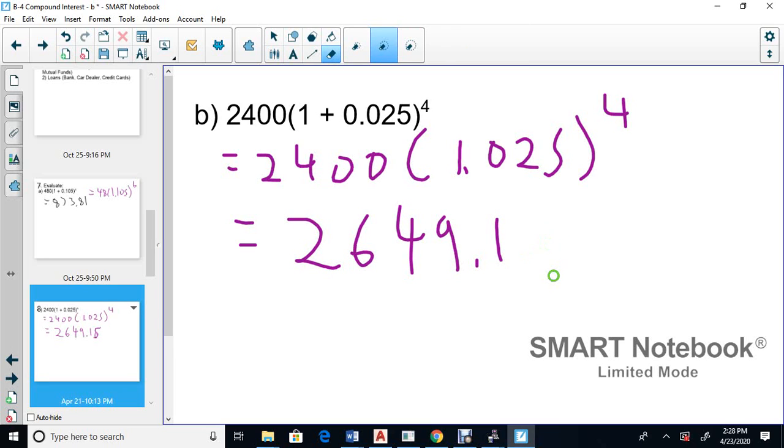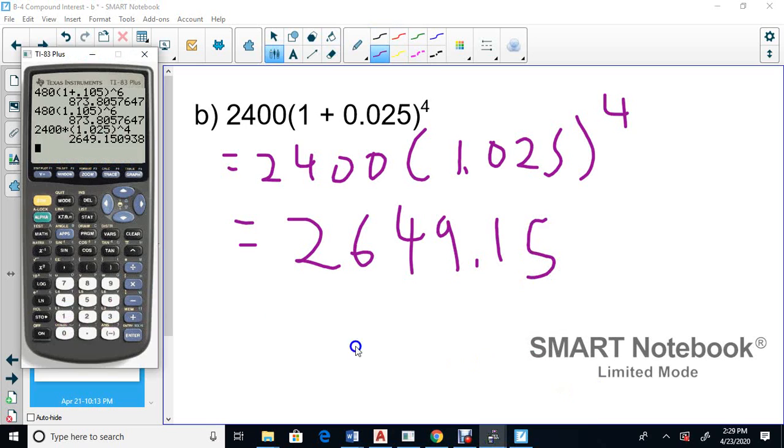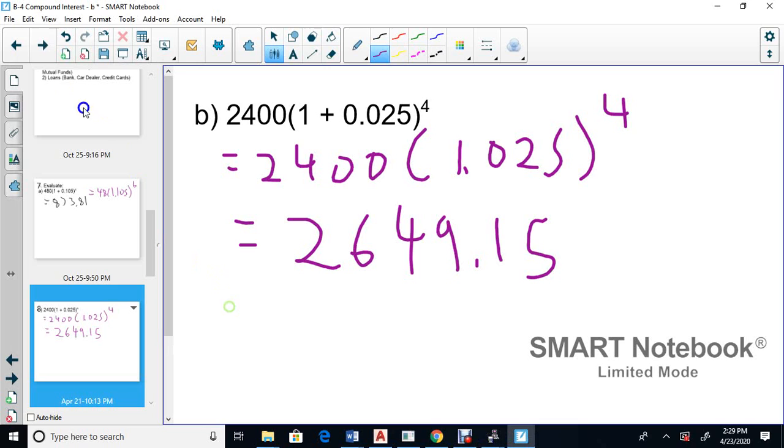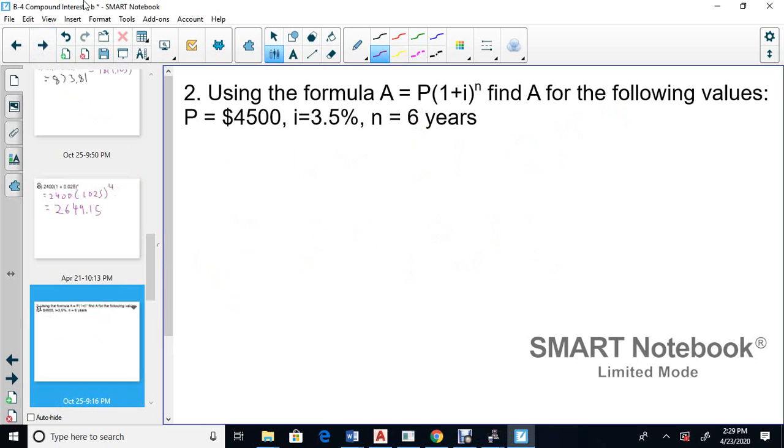Okay, now sometimes when you put it in your calculator, so let me go back to that calculator. If you don't have the bracket, you can also do it with some calculators without the bracket. You can go 2400, put the times in, and without the bracket, you put 1.025, and then the exponent key. Hopefully you can find your exponent key, 4. And that should also give you the same number, 2649.15. Okay, let's go on to the next one here.